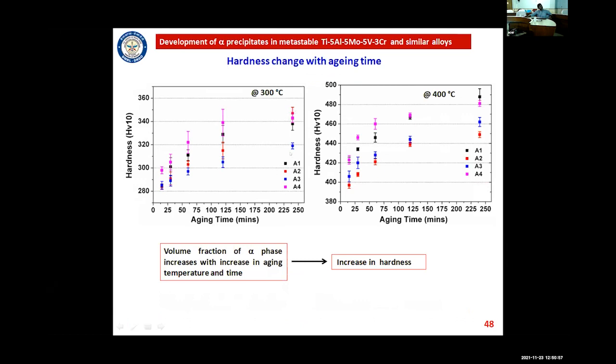That is mainly because of the formation of very fine alpha precipitates at the 300 degrees centigrade aging temperature. Whereas in A1 and A3, the hardness is very low compared to this.